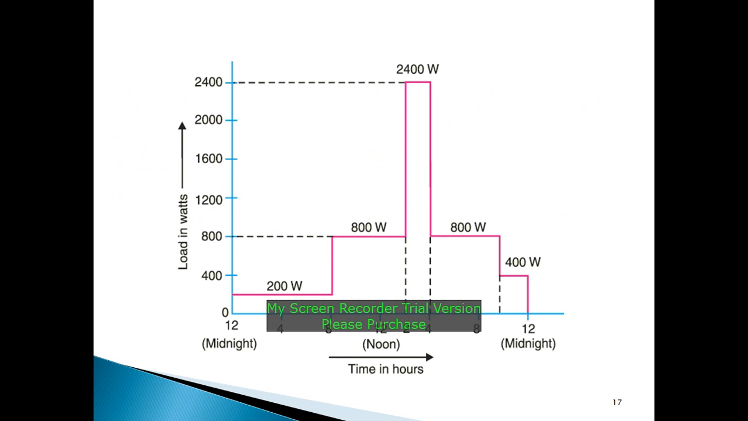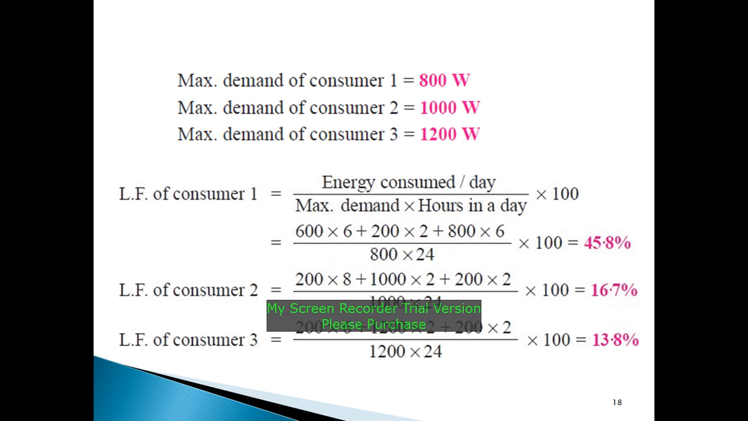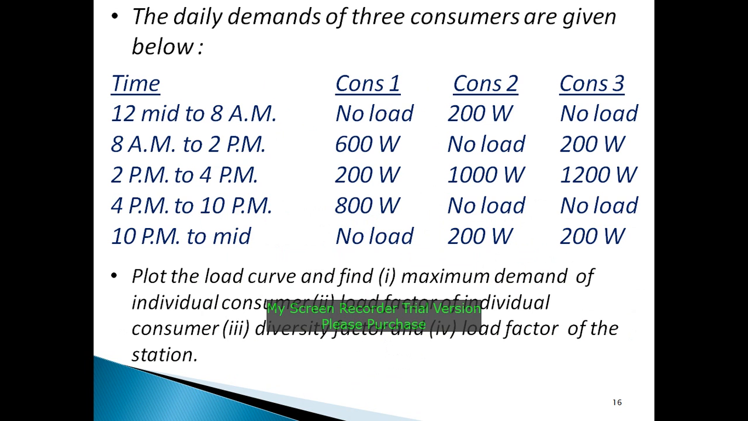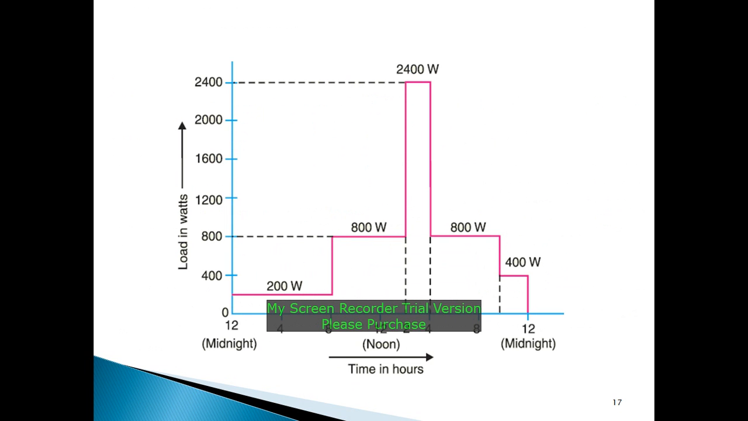So initially we have to draw the load curve for the given information. Putting together the information of all three consumers, we have to collect the load elements and plot the load curve. From the information we can understand that from 2 pm to 4 pm the total power consumed by the station is 2400 watts. So it may be the maximum demand of the station.